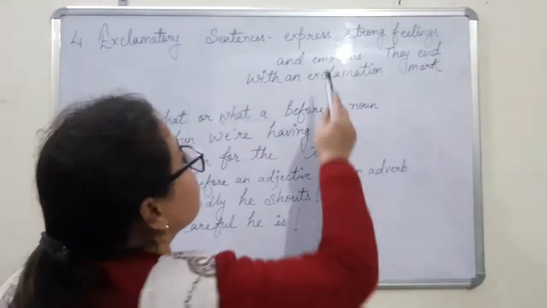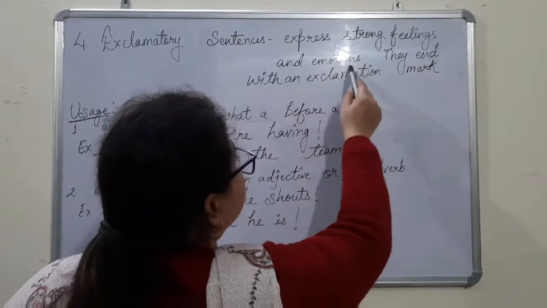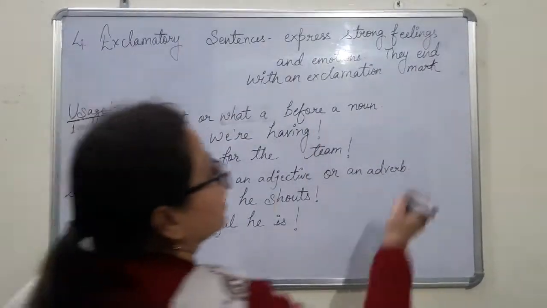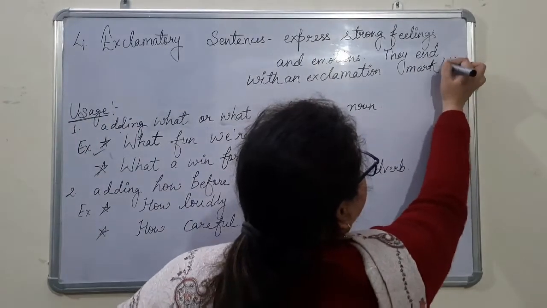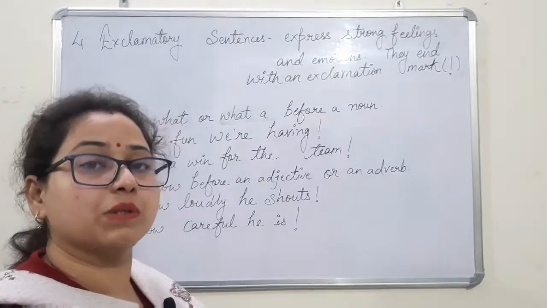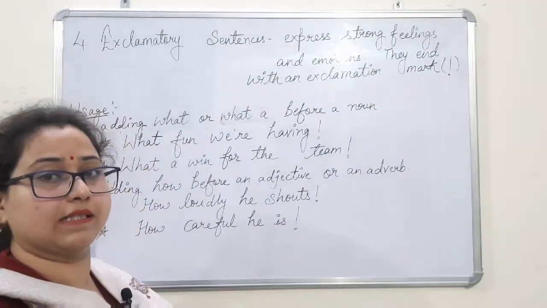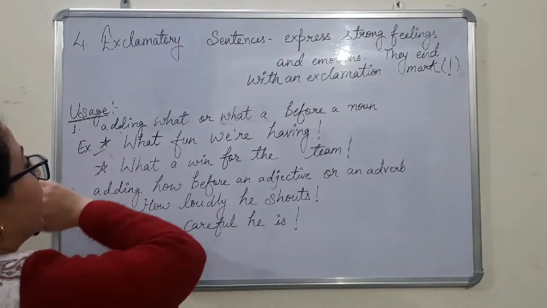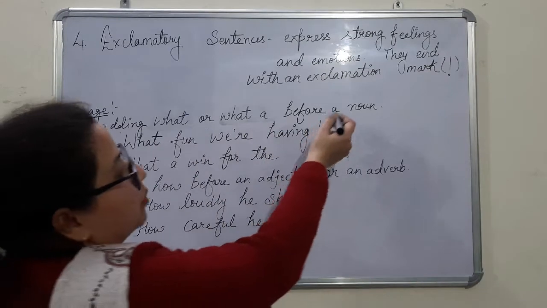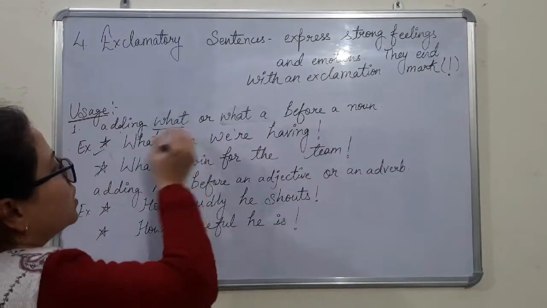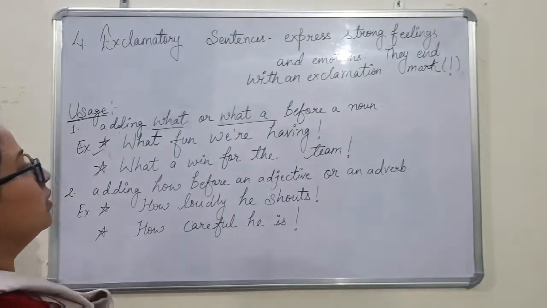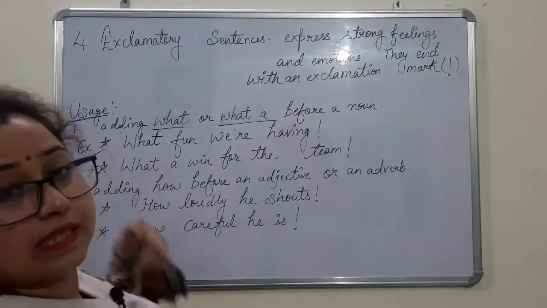Exclamatory sentences express strong feelings and emotions. They end with an exclamation mark like this. So when we talk about our strong feelings and emotions, we use exclamation mark sentences. Example and usage. Usage is adding what or what a before a noun, in exclamatory sentences.